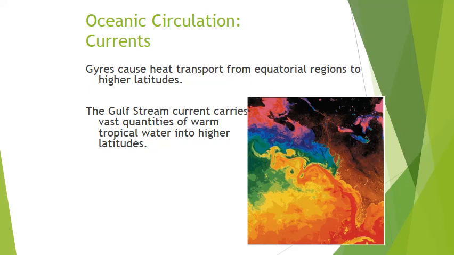So here's a look. It's kind of a reverse look. Here's the east coast of the United States. Here's Florida. There's the Gulf of Mexico down here. And you see this orange and red and yellow. That's warm water. And notice how that warm water is moving up into the North Atlantic, where it's relatively cool. And so therefore, you have the moderating effect of the Gulf Stream.